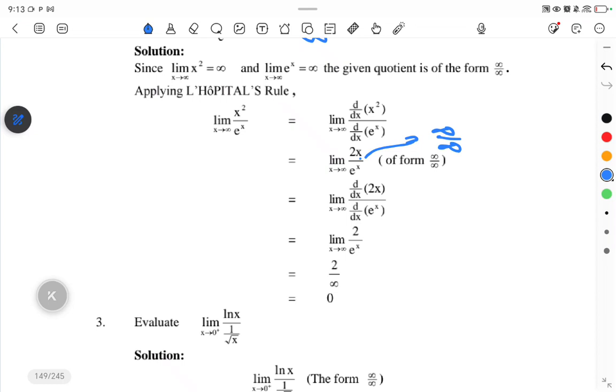This is what you should always know: the limit as x approaches infinity of 1 over e to the x will be 0. This one you should always know. It can be any number on the numerator, it doesn't have to be 1.